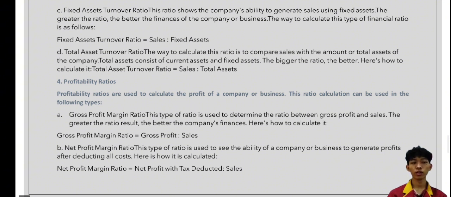Profitability ratio. Profitability ratios are used to calculate the profit of a company or business. This ratio calculation can be used in the following types. Gross profit margin ratio. This type of ratio is used to determine the ratio between gross profit and sales. The greater the ratio result, the better the company's finance.